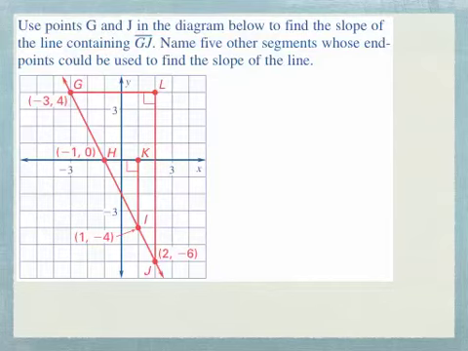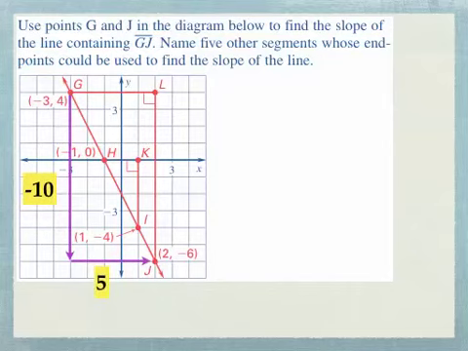If you notice, G is in the second quadrant at -3, 4. J is in the fourth quadrant at 2, -6. So to go from G to J, I would have to go down 10 units, and then I would have to go to the right 5 units. So my slope from G to J would be -10/5, which I can simplify to -2.